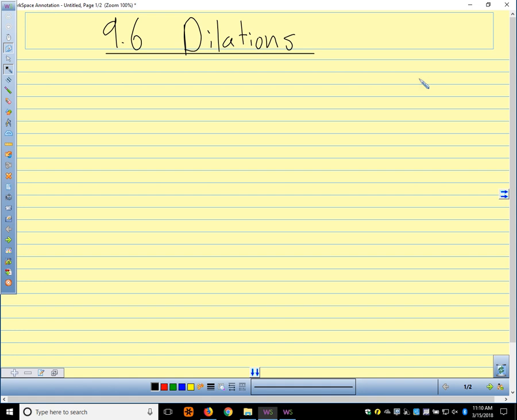All right, so we're going to do exactly what we did for the last three transformations. We'll talk about what they are, how we use math to describe these, and then we'll do a couple of examples. Dilations, I think, are the easiest. To me, they're the easiest. Translations are pretty easy, but dilations, I think, are a little easier.